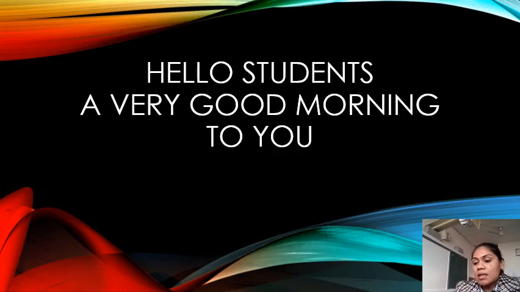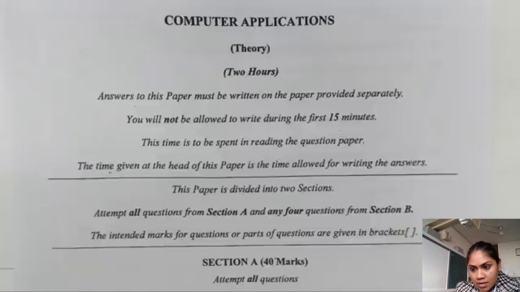Today we will discuss last year's question paper of 2019. So let us start. In computer application, you have a question paper of 100 marks. 40 marks is of section A and 60 marks is of section B. All the questions are compulsory from section A, and from section B, you have to attempt only 4 questions out of 6 questions.